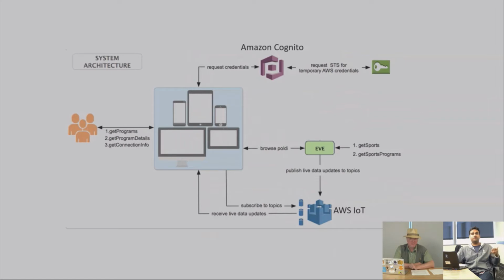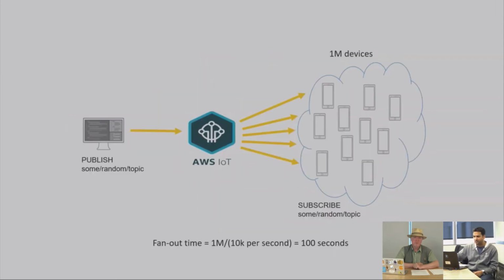But if customers want them to be done much faster, then they could go the route of breaking down those subscribers into multiple topics, or essentially sharding their subscribers across multiple topics. It's better explained through an example. If you look at the screen here, there are 1 million devices subscribed on some random topic. And when a publisher publishes on that topic at a speed of 10K messages per second, that's what AWS IoT will fan out. So all the devices will receive this message within 100 seconds at the most.